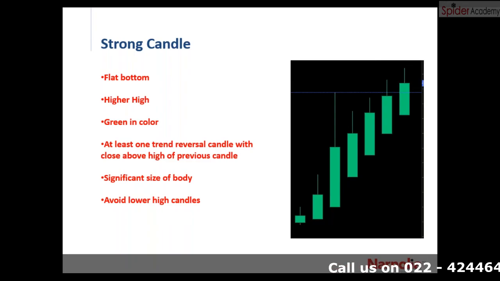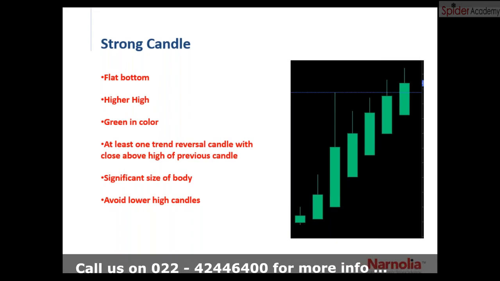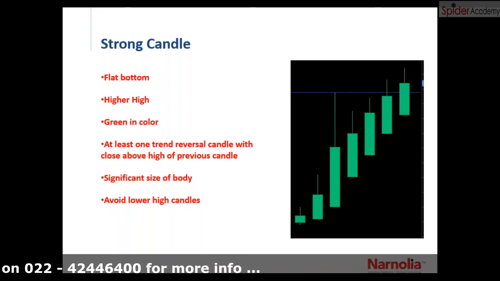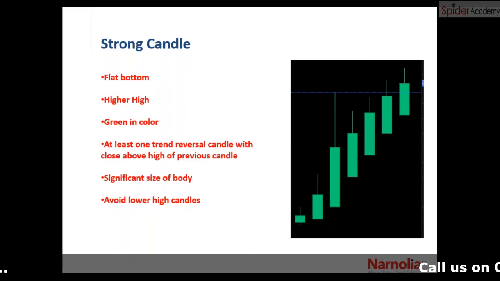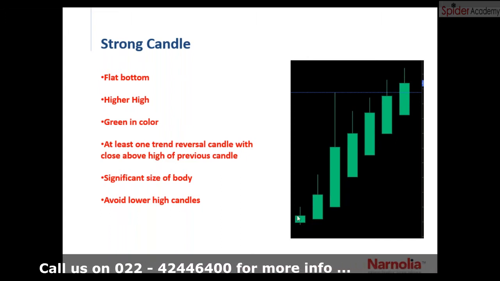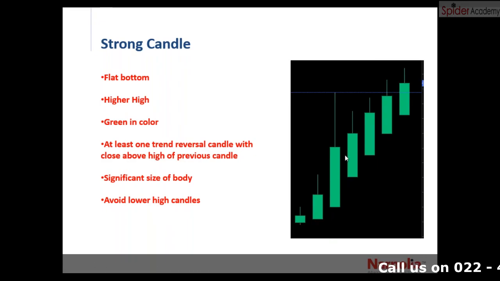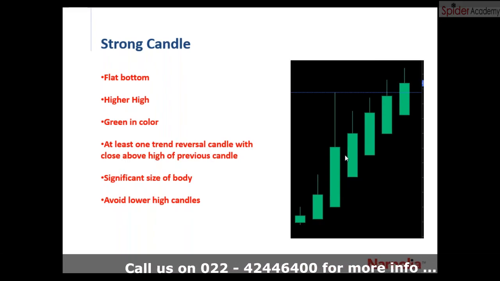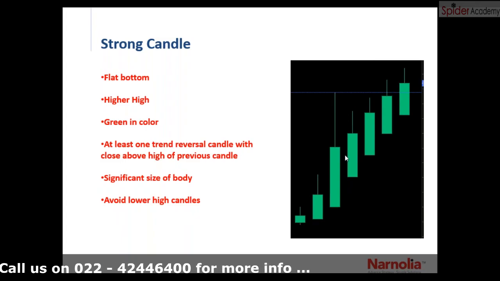Now we want to understand what strong candle we want. Okay, first it should be a flat bottom. Next, I'm trying to find a candle which has a higher high. Every candle has a high. This candle has a high, this candle also has a high, this candle also has a high. I want a strong candle, which is a flat bottom candle. However, it should be a higher high. It should be making a higher high. This is my second.